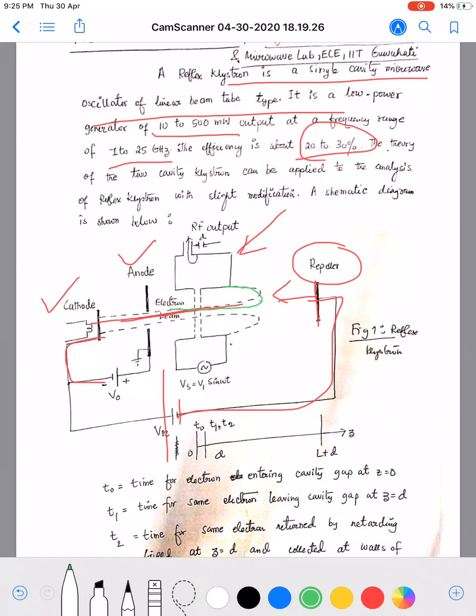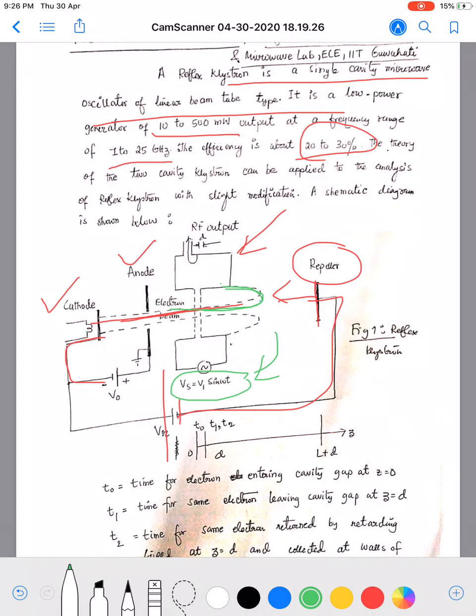Now see, if we apply some DC voltage to the resonant cavity, there will be some noise. We are not applying an AC signal like in the two cavity klystron, but a DC voltage applied to the resonant cavity, and there will be some noise. Let us suppose the noise is given by Vs equal to V1 sin omega t. Now if the returned electron comes in phase with this particular frequency, then this frequency will be amplified.